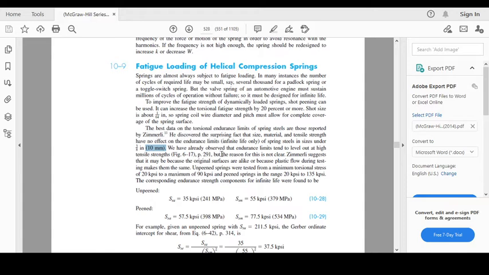We have already observed that endurance limits tend to level out at high tensile strength. But for reasons that are not clear, Zimmerli suggests that it may be caused by the original surfaces being alike, or because plastic flow during testing makes them the same. So there is still ongoing research on this, on the spring.